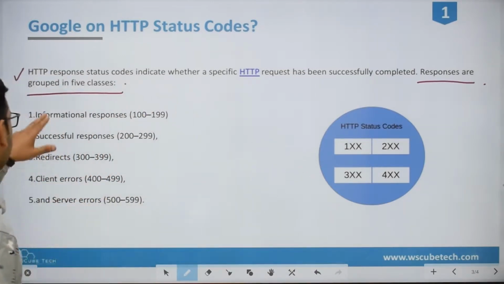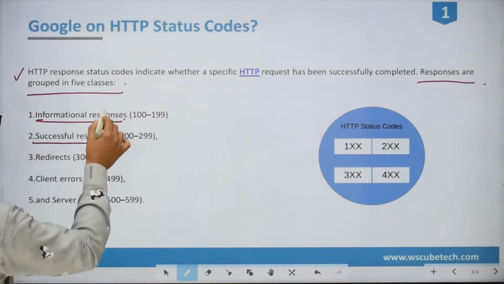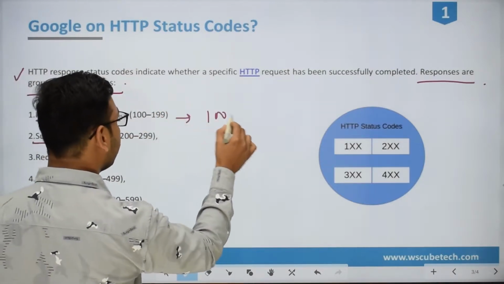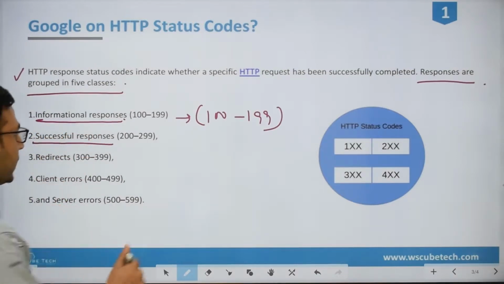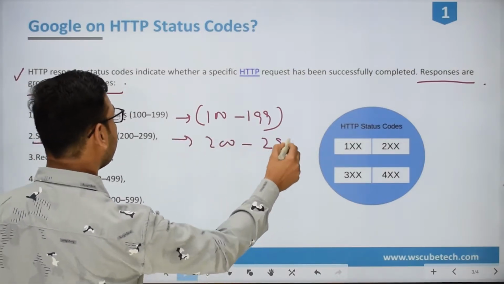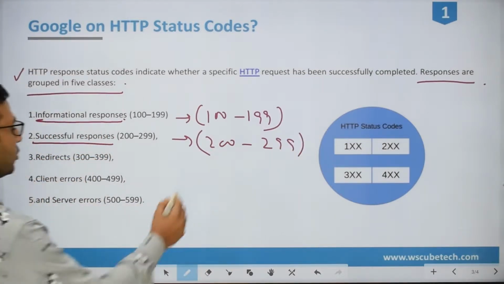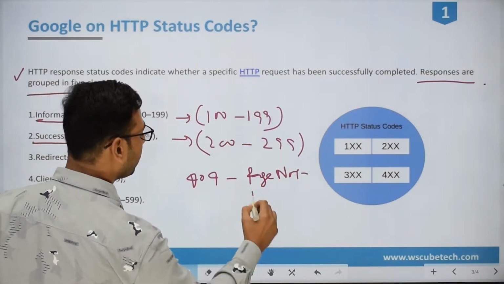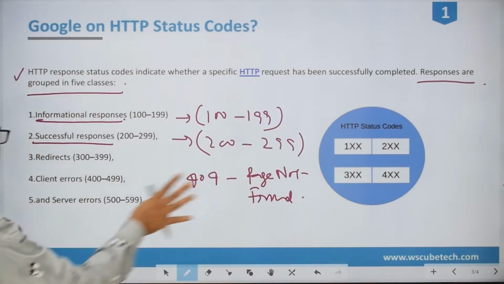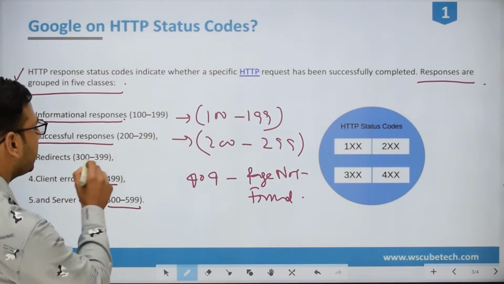So, these are the different responses. First one is informational response. Then the second is successful response. If you are getting any status code between 100 and 199, it comes under informational response. And if you are getting a status code like 200 up to 299, it comes under successful response. Then you have redirects, then you have client errors like 404, right? You know it very well, 404 means page not found. So, client errors, server errors, redirects and so on are all denoted by different response codes.